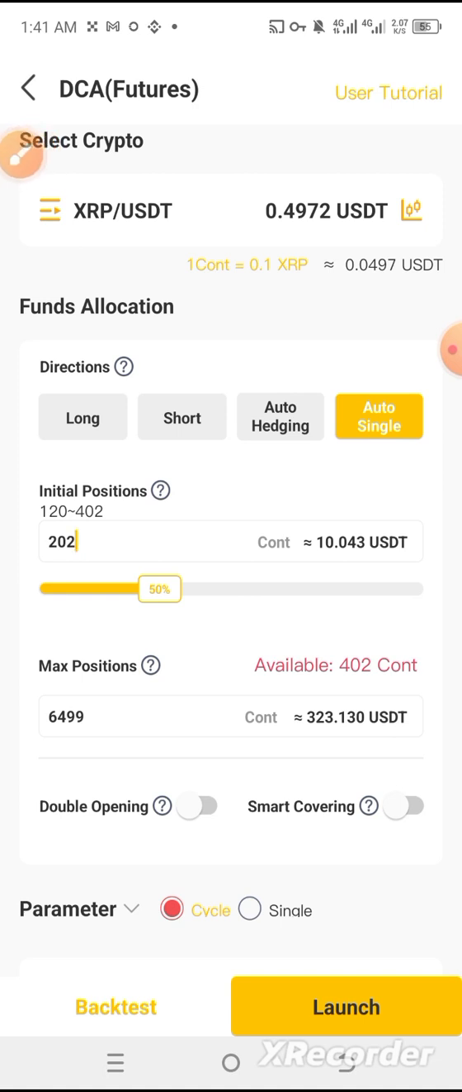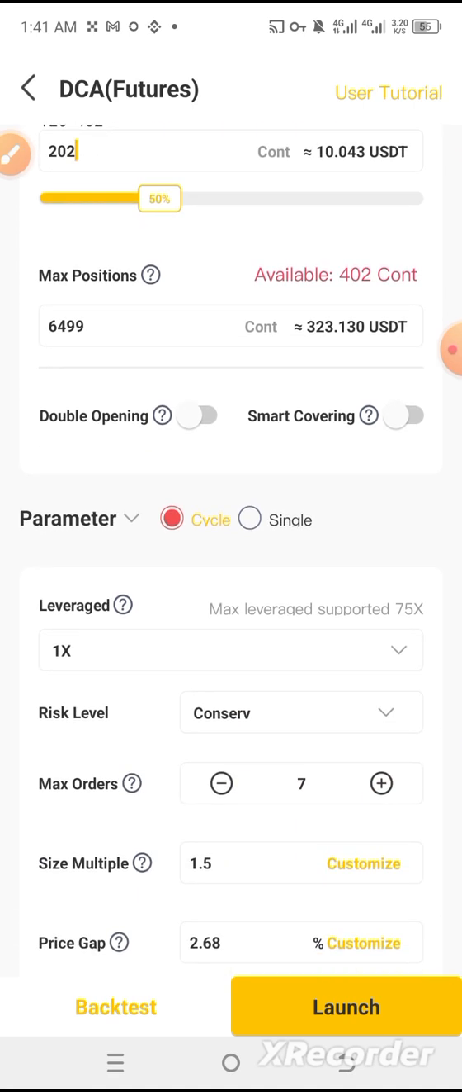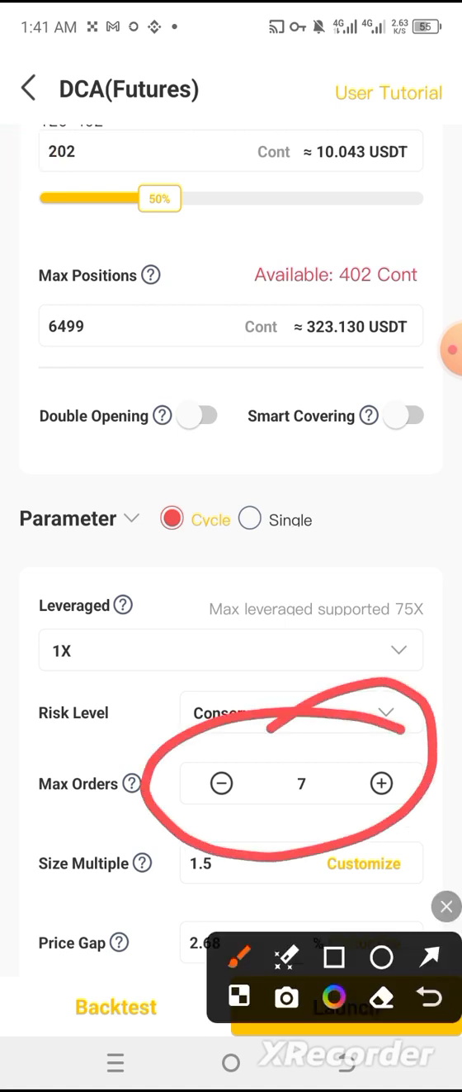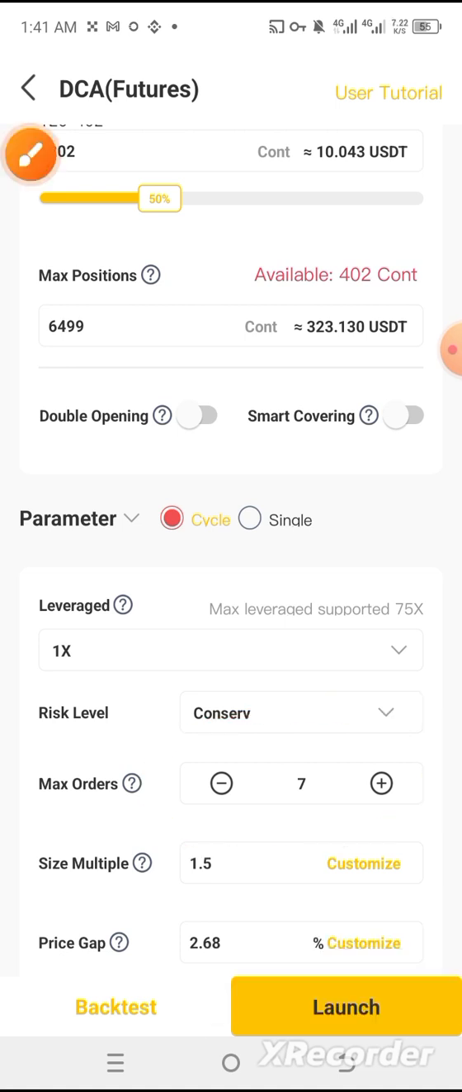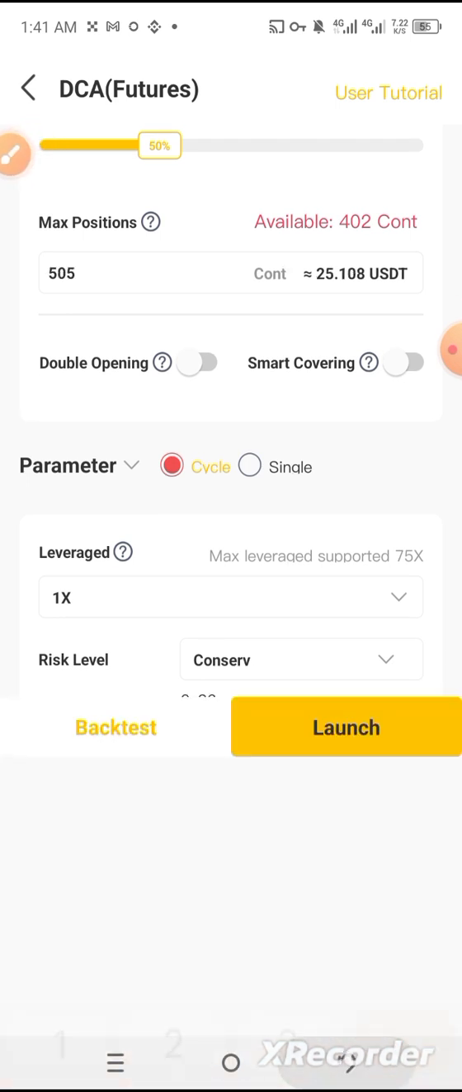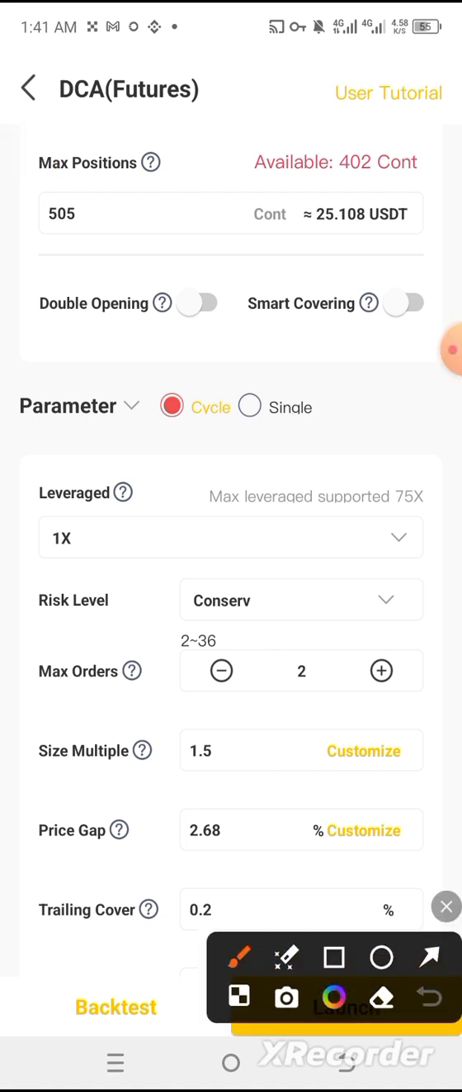Then what else again here? The maximum position. That's because the system chooses a lot of trades for me. It chooses a maximum order of 7. So I'm returning this to the minimum, which is 2. Do you understand? So this is the one I told you before. Instead of me trading everything, I can decide to put it in bits.